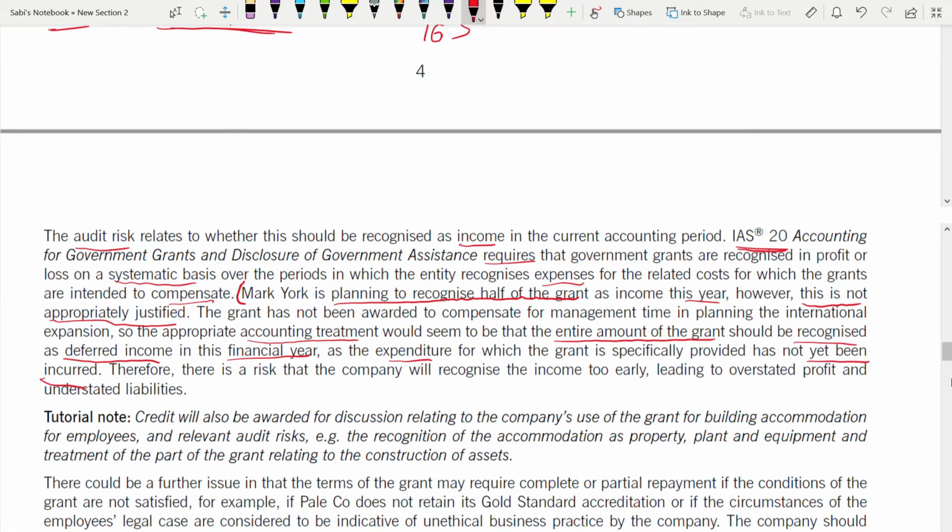Therefore, there's a risk that the company will recognize income too early. So this is a risk that they will recognize income too early. What happens because of that? Overstated profit and understated liabilities. Because it should have been recognized as a deferred income, that means liability. But you are not recognizing it as a deferred income, meaning liabilities are understated and profits overstated, because they are recognizing income too early. It's a risk. Okay.